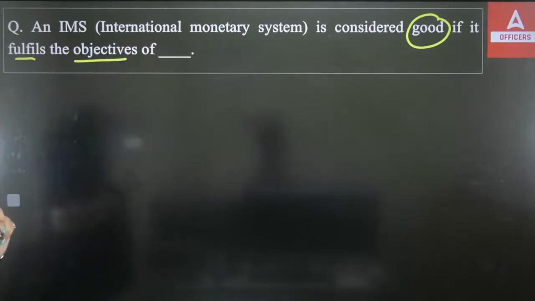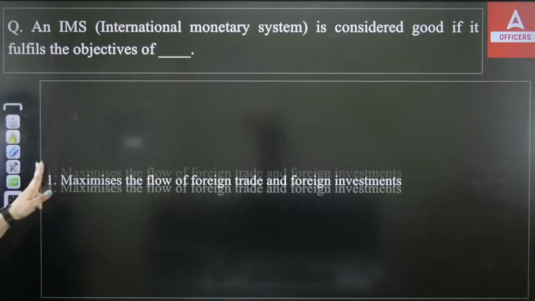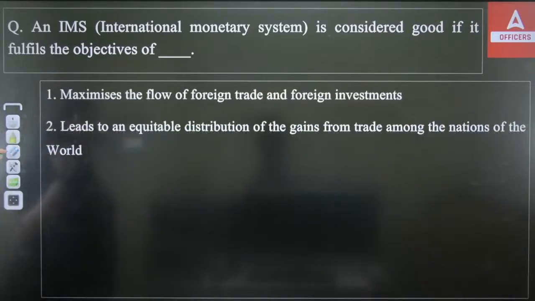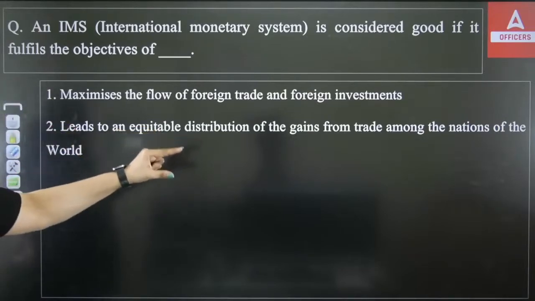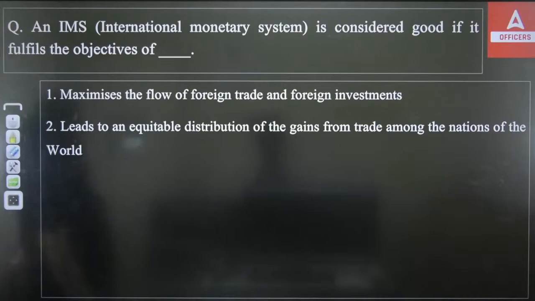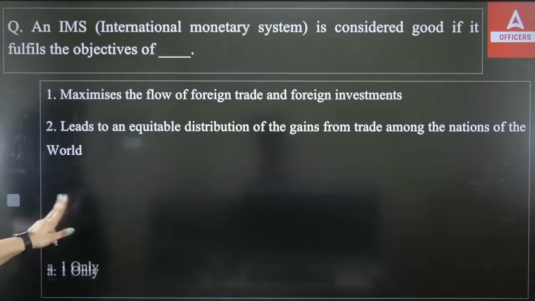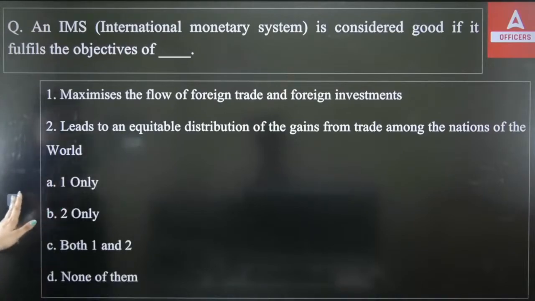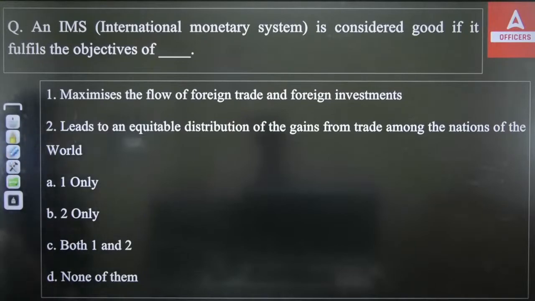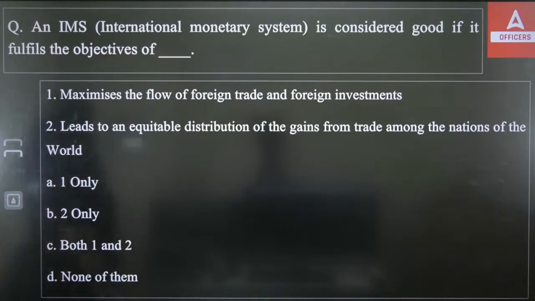If it fulfills the objective of dash. First options we have, if it maximizes the flow of foreign trade and foreign investment, if it leads to the equitable distribution of the gains from the trade among the nations of the world. So you have to tell which of the following is correct in this particular question. So when will your international monetary system be considered as good if you fulfill the objective of which of the following? First, second, third or fourth.